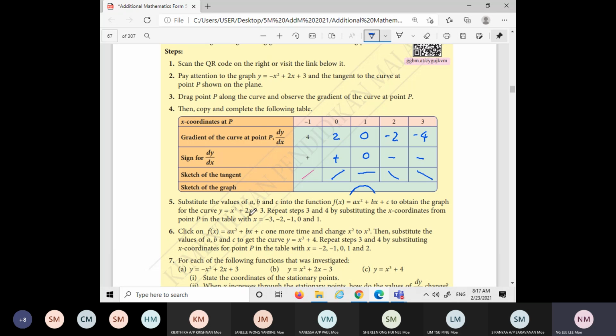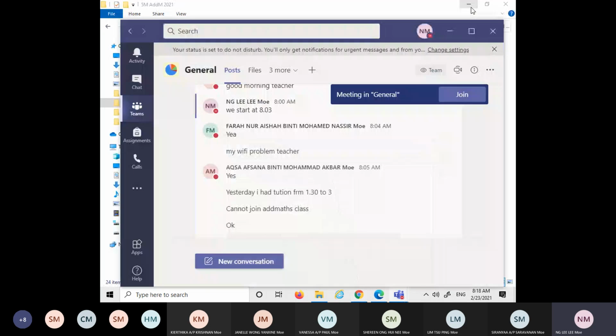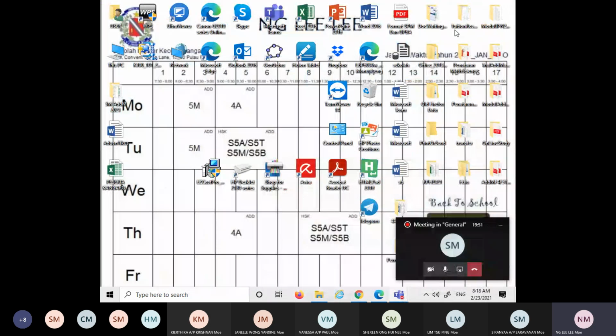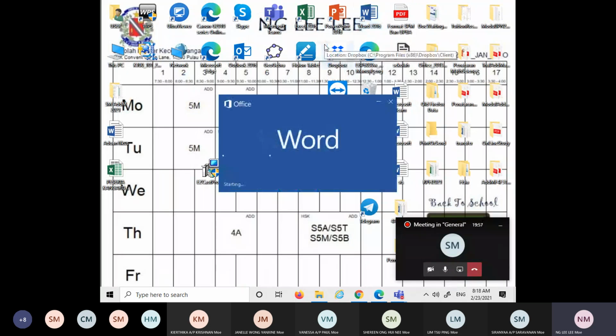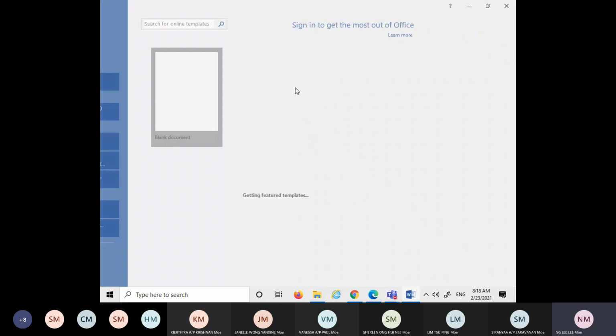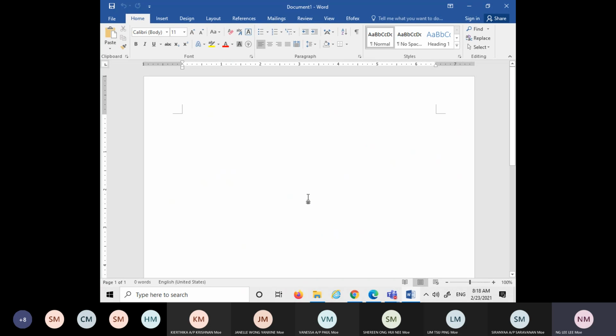Okay, we now do question number 5. You have to give me some time because this is very difficult to explain. Now I'm doing number 5: y equals x squared plus 2x minus 3. This is the function.